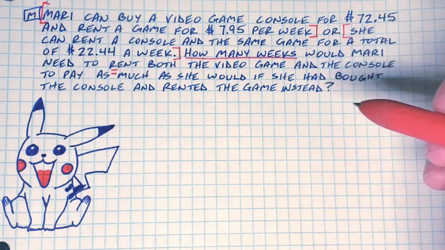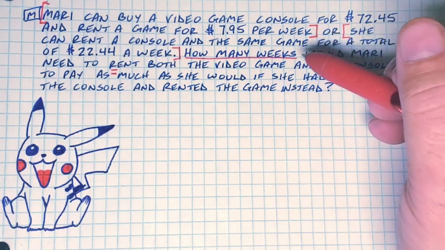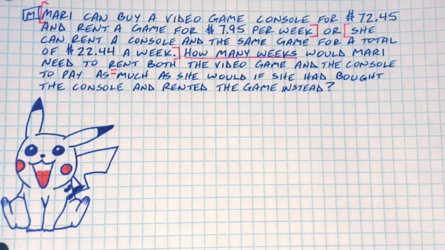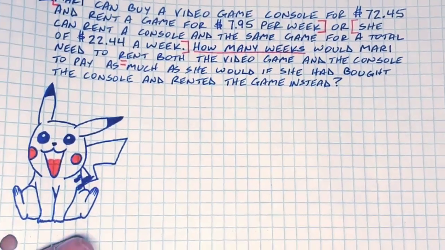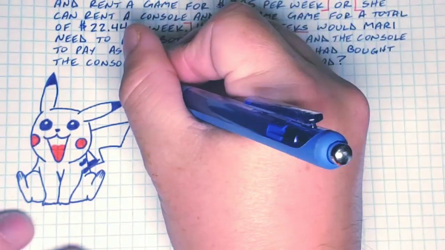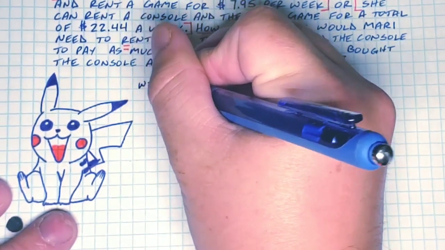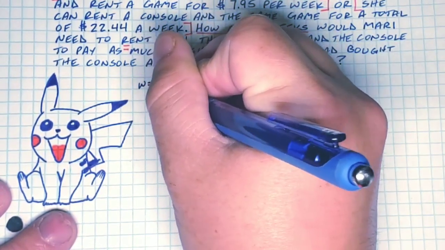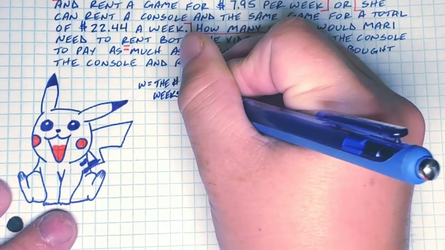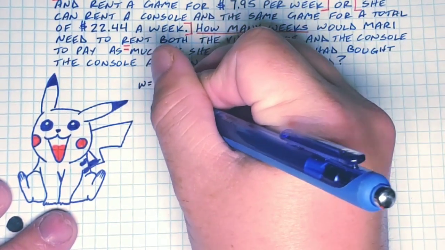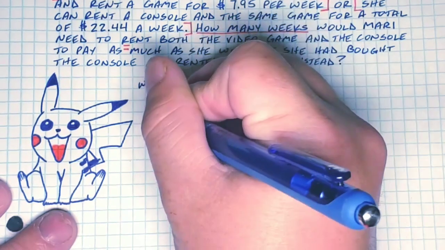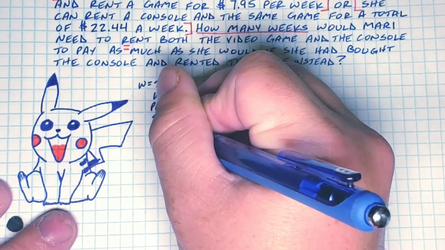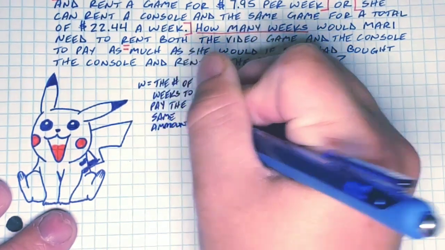All right, so we got two situations here, and we're looking for at what point are they the same, all right? So let's define our variable. We're looking for how many weeks. So let's say W equals the number of weeks to pay the same amount. Okay?